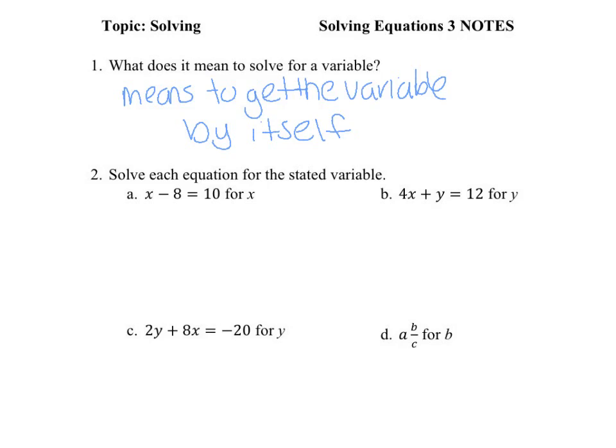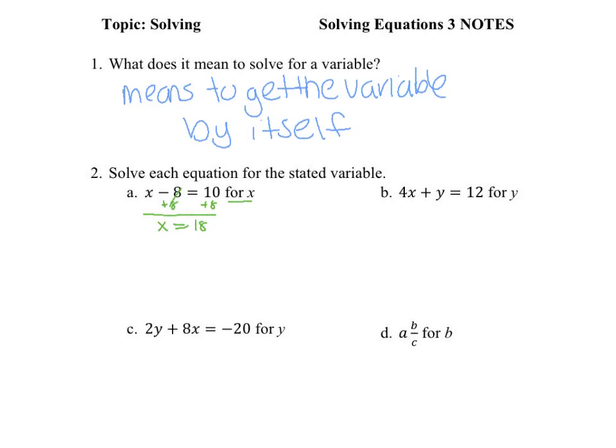Let's look at question 2, example A. The directions say solve each equation for the stated variable. So question A says x minus 8 equals 10, and we're going to solve it for x. So I'm going to get the x by itself, so I need to move the 8 away from the x. The 8's cancel and I get 18.